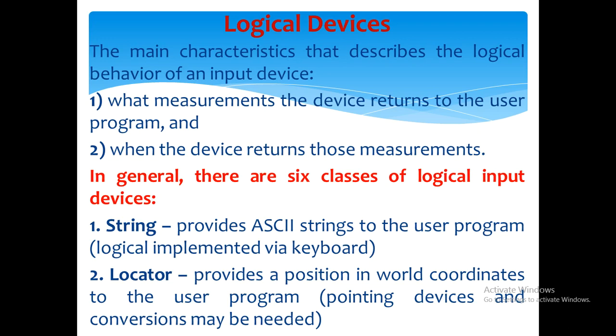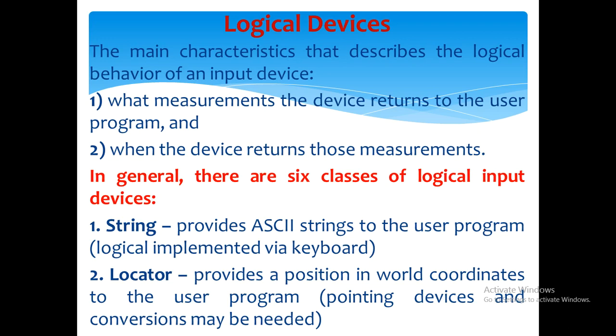For example, mouse. As I told you, any device can be used in any category of logical device. Most of the time keyboard and mouse are used in all the categories, all the 6 classes. Mouse and keyboards can be used for all the 6 classes of logical input device. That's why I am repeatedly taking these 2 devices, right?